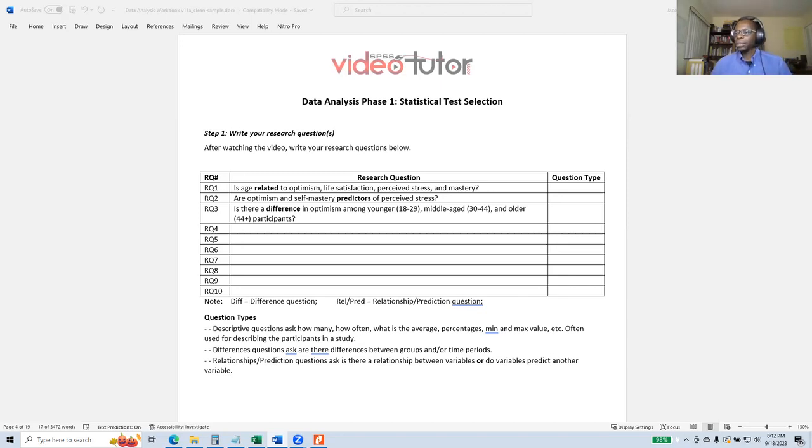All right, great. Excellent. Now, what we're doing is the first thing is we have 3 research questions. Okay. These are 3 research questions. The first research question says, is age related to optimism, life satisfaction, perceived stress, and mastery?